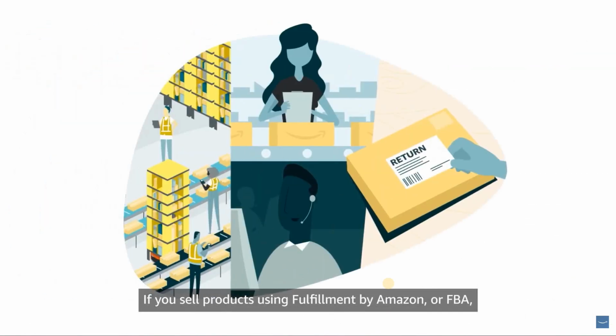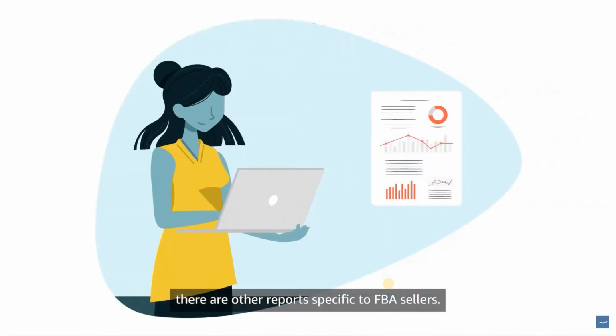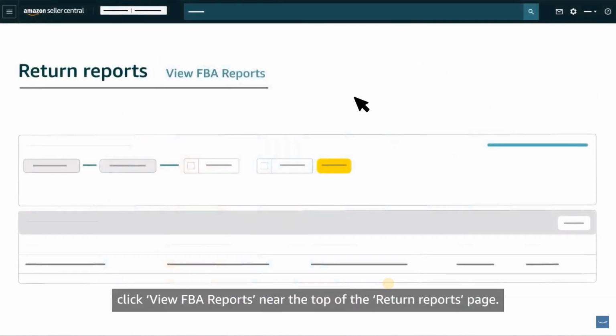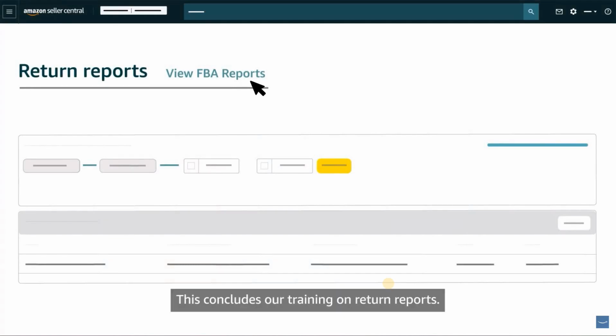If you sell products using Fulfillment by Amazon or FBA, there are other reports specific to FBA sellers. To access them, click View FBA Reports near the top of the Return Reports page. This concludes our training on return reports.